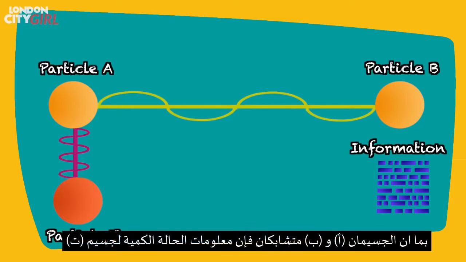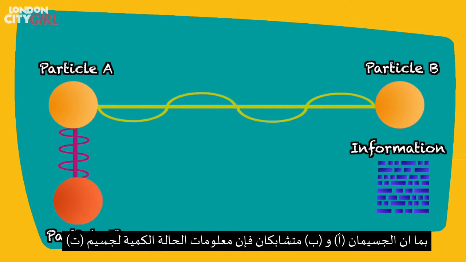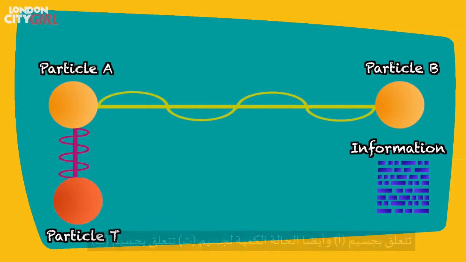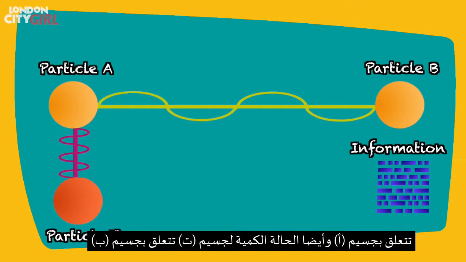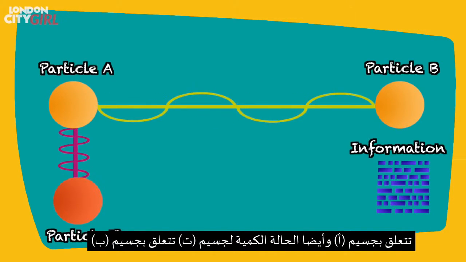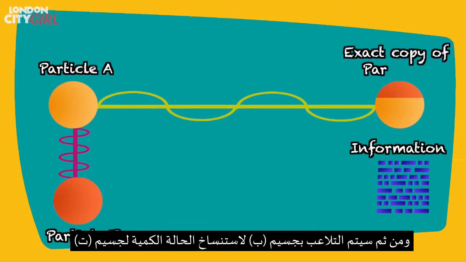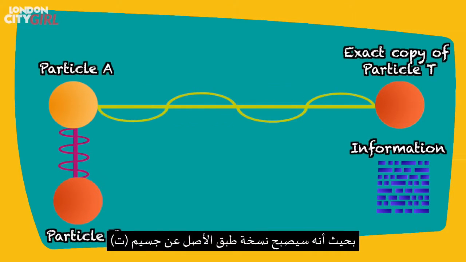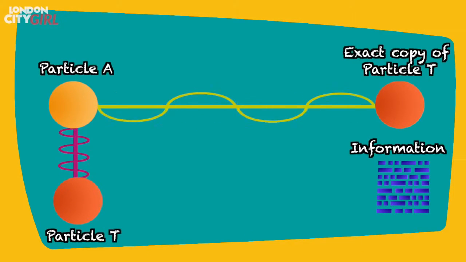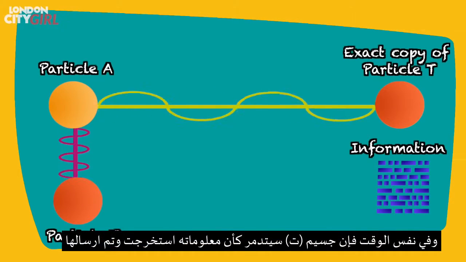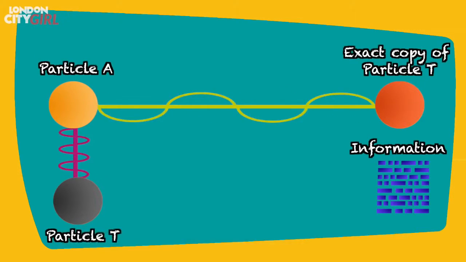As particle A and B are entangled, this information about how the quantum state of particle T relates to particle A will also reveal how the quantum state of particle T relates to particle B. Particle B will then be manipulated to replicate the quantum state of particle T, becoming an exact copy of particle T. Meanwhile, the original particle T is destroyed as its information was extracted and sent across.